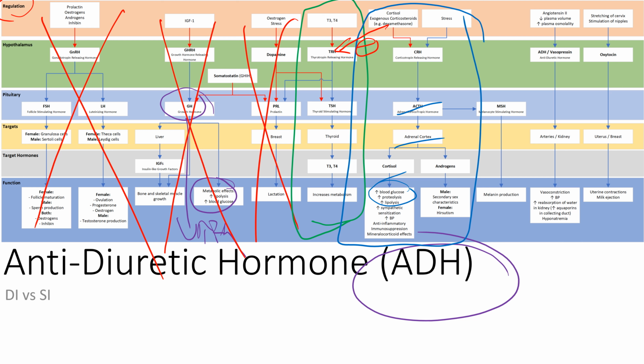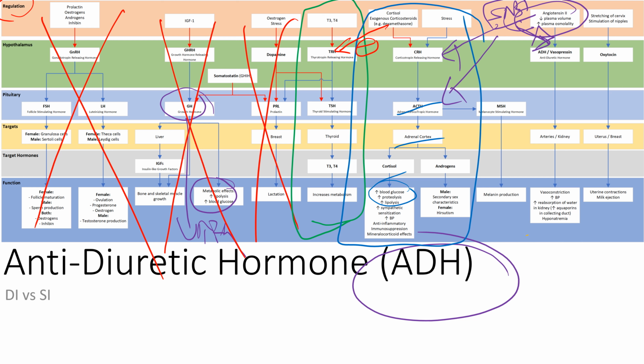ADH gets released when angiotensin 2 is around. It gets released when the SNS fires off, right? The SNS fires off, that releases vasopressin. Also, SNS releases some steroids down here too, right? When our plasma volume is low, which is the same thing as saying when we are dehydrated, when our osmolarity is high, those are situations where ADH would then get released, right?